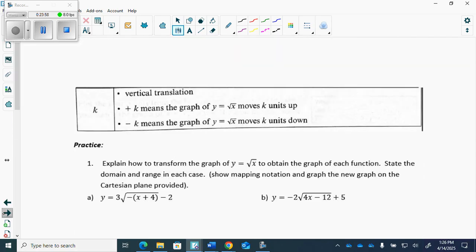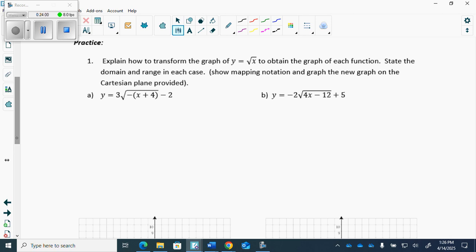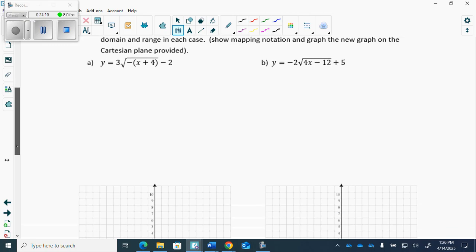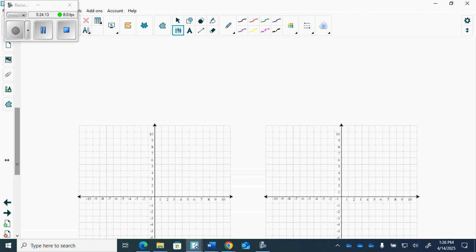Okay, let's look at this one. Explain how to transform the graph of y equals root x to obtain the graph of each function. State the domain and range in each case. Show mapping notation and graph the new graph. So we need our original graph first. It's at 0, 0, 1, 1, 4, 2, our parent function, 9, 3, and it curves like this.